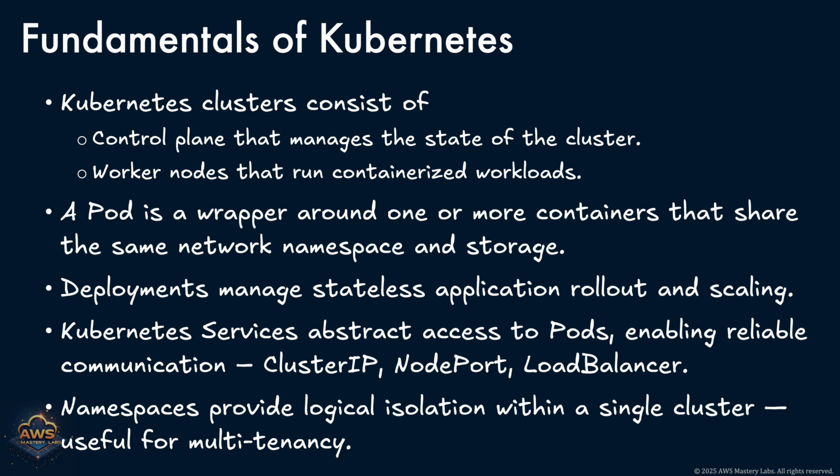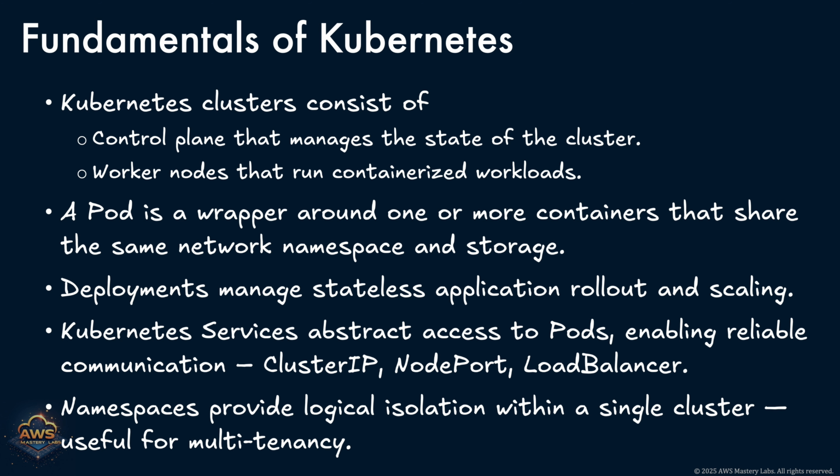The pod is the smallest deployable unit in Kubernetes. It can contain one or more containers that share the same network namespace and can communicate over localhost. Pods are ephemeral by nature and are often managed by higher-level abstractions like deployments. Deployments allow you to declare your application's desired state, including the number of replicas you want running. Behind the scenes, deployments use replica sets to ensure that the specified number of pods are always running, even in the face of failures or rolling updates.